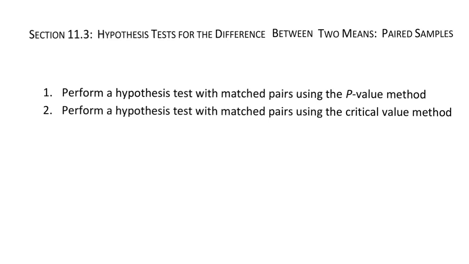So in this section, you learned the hypothesis test for the difference between two means of paired samples using the p-value method and the critical value method.